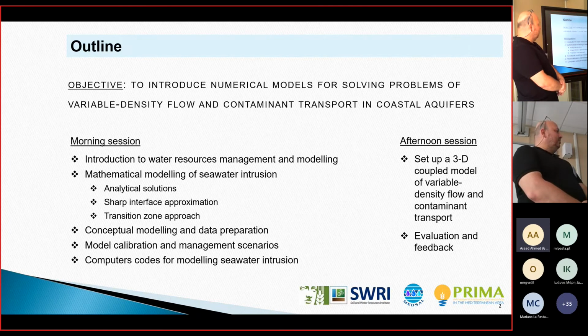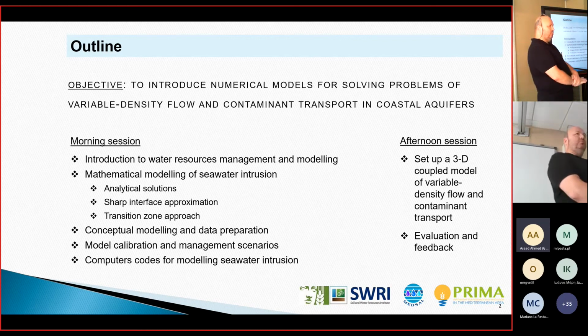In the afternoon, we will try to set up together a 3D groundwater model, and then we will do a quick test based on what you will learn today.